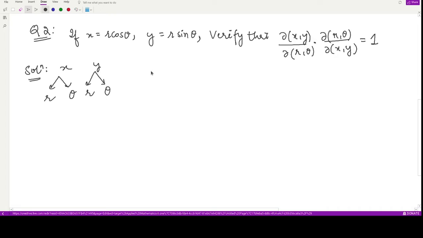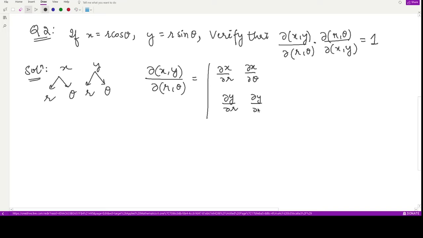So in order to calculate the Jacobian of x, y with respect to r, theta, first of all you should know the formula, that is the determinant of del x upon del r, del x upon del theta, and then del y by del r, del y by del theta. Now in order to calculate these terms, you know what x is. x is given to be r cos theta and y is given to be r sin theta.